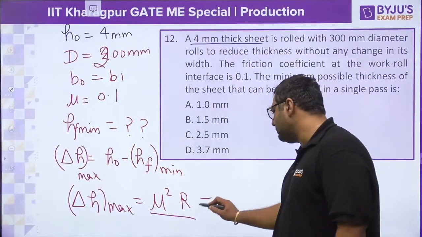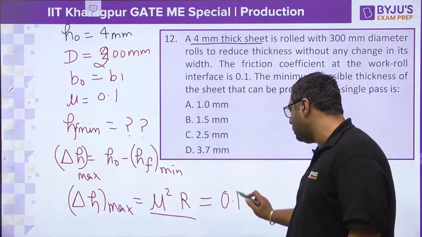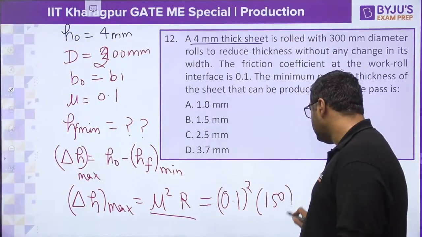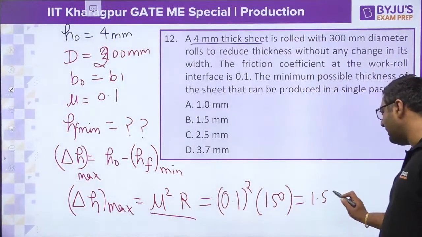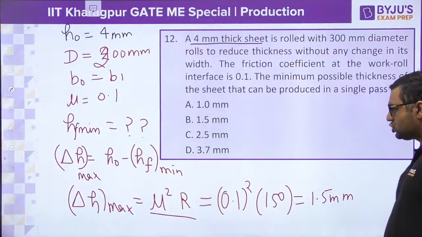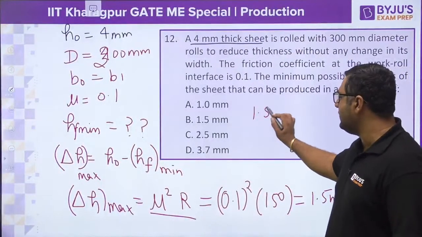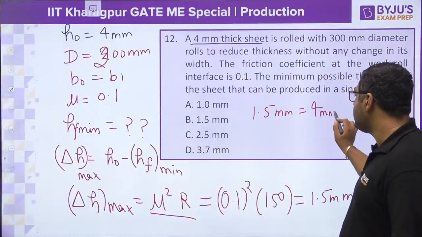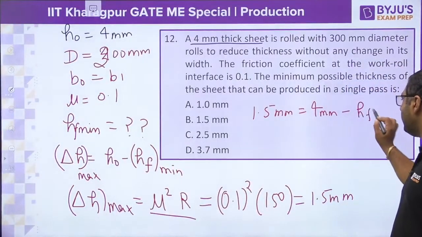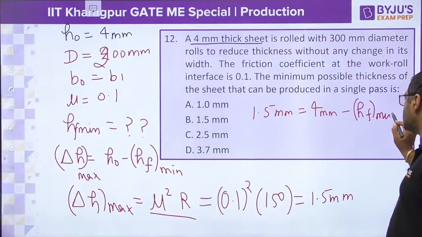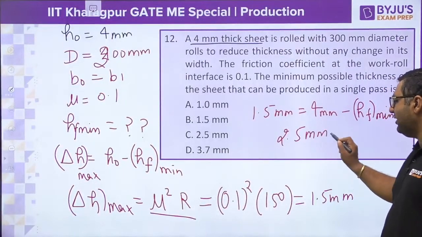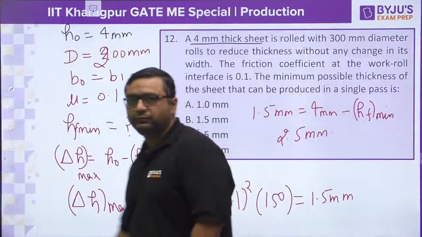So my dear, ΔH maximum is going to be 0.1² into the radius, which is 150, so it is going to be 1.5 mm. So ΔH maximum is 1.5 mm. 4 mm minus H final minimum, so you will get 2.5 mm as the answer.